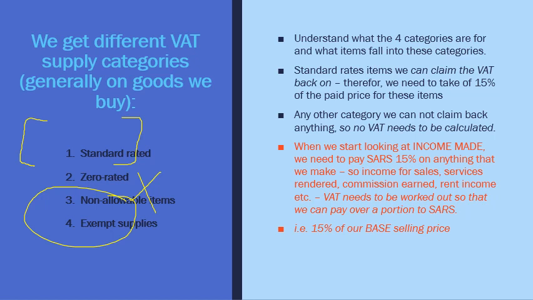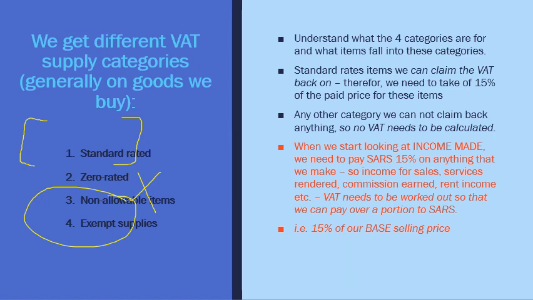So that's why when we decide on the prices that we are going to sell something for or offer a service at, I need to be mindful of the fact that if I say I'm going to offer a service at 200 Rand, SARS is going to take 15% of that 200. So that's why I should rather then offer the service at 230 Rand, because SARS will get 30, so I can still keep the 200.